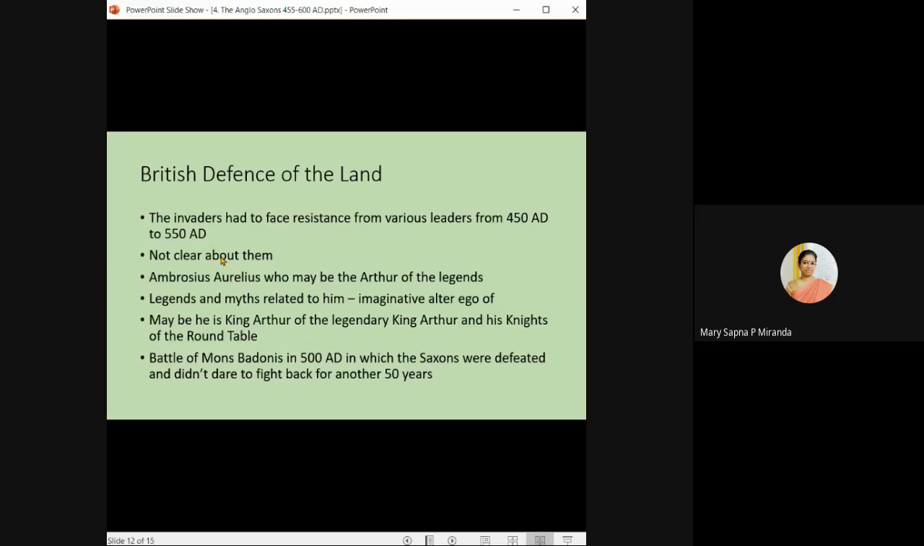And there was a battle called the Battle of Mons Badonicus in 500 AD, in which the Saxons were defeated. The defeat was so bad that for the next 50 years they did not even dare to fight back. So maybe it was King Arthur or Ambrosius Aurelius. We don't know. We can only imagine, we can only guess.